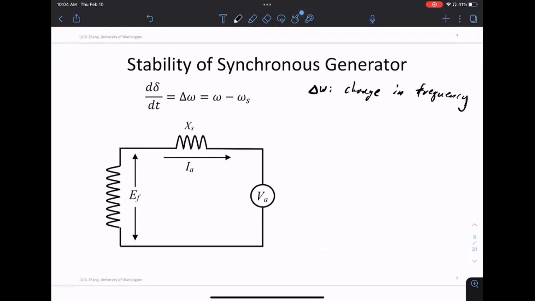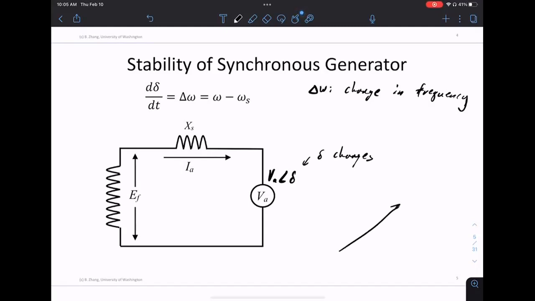Well, a changing frequency will mean a changing angle of your generator. Right? So your generator has some angle. You can think of this as your angle. So this VA has angle delta. Well, I have a changing frequency, so I have a changing angle. So this delta changes. And the way it changes is precisely delta dot is the changing frequency. Right? So the derivative of the angle is frequency.